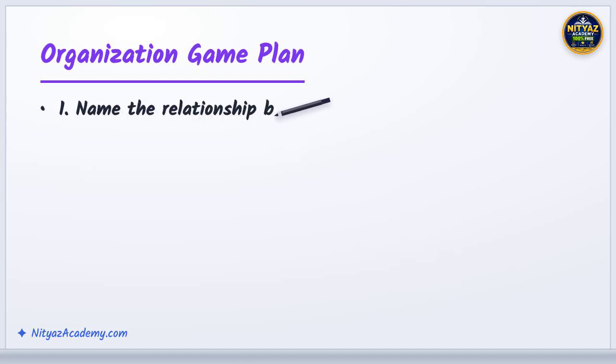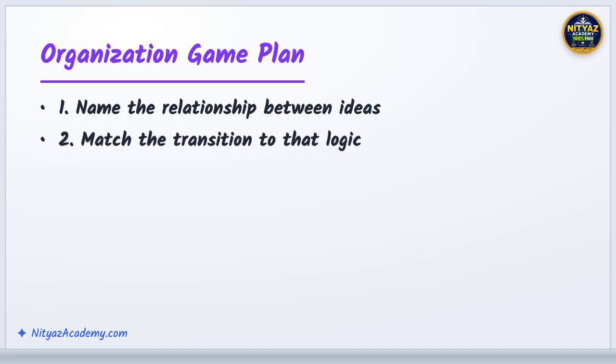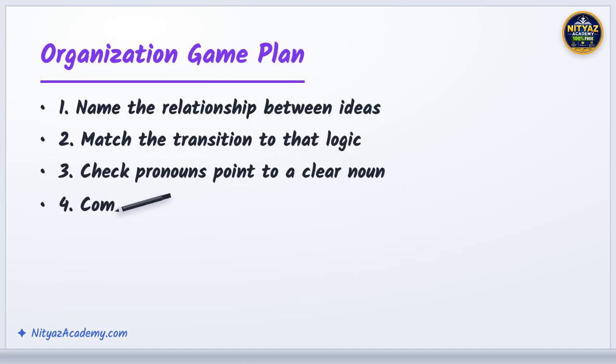Here's your plan for organization questions. 1. Name how the ideas relate: contrast, addition, or cause. 2. Pick the transition that fits that exact relationship. 3. Make sure every pronoun clearly points to a noun. 4. When combining, keep all the ideas but use the fewest words. Logic first, style second, and you'll lock these in.